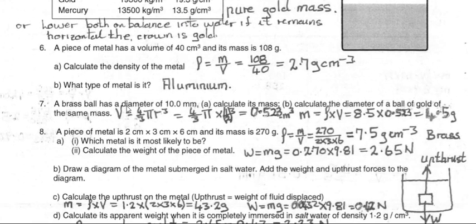A brass ball has a diameter of 10.0 millimeters. A. Calculate its mass. B. Calculate the diameter of a ball of gold at the same mass. So first of all, we need to know what its volume is. So we calculate that using the diameter given. So the formula for volume of a sphere is 4/3 pi r cubed. This is then 4/3 pi, which is a constant, multiplied by r cubed.